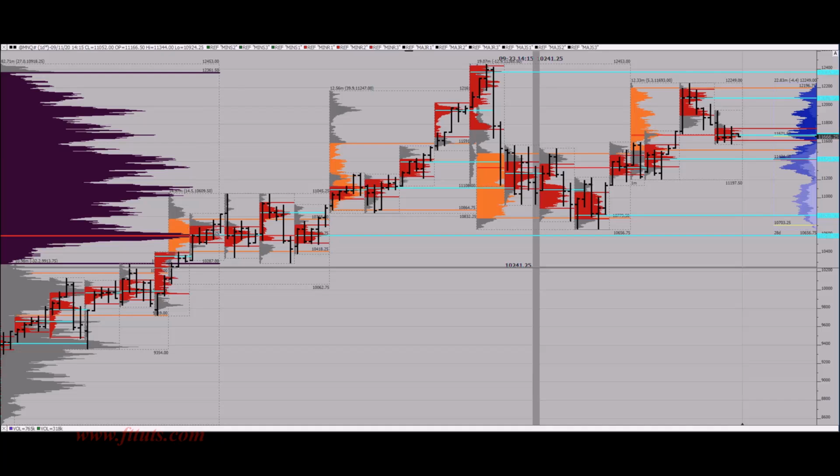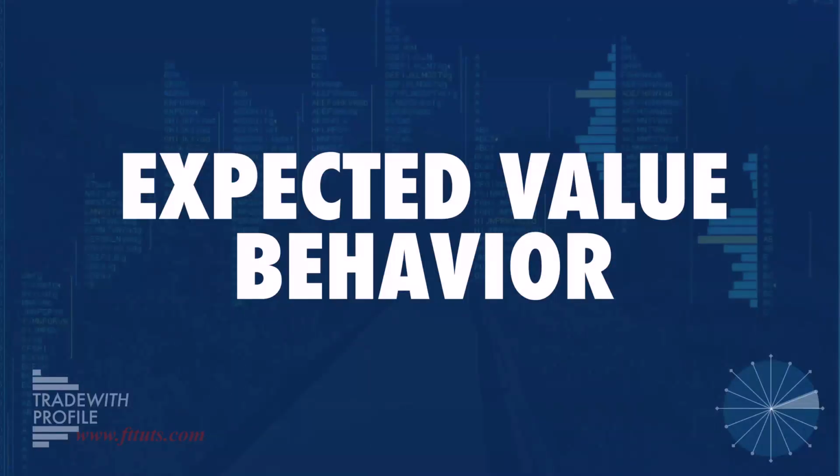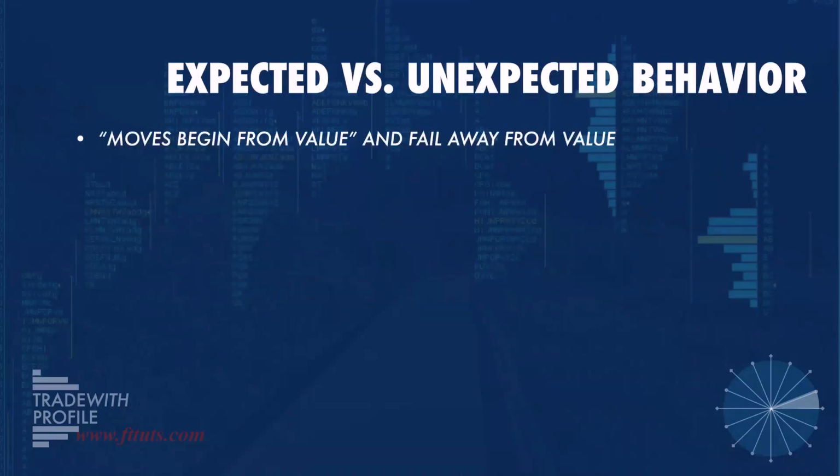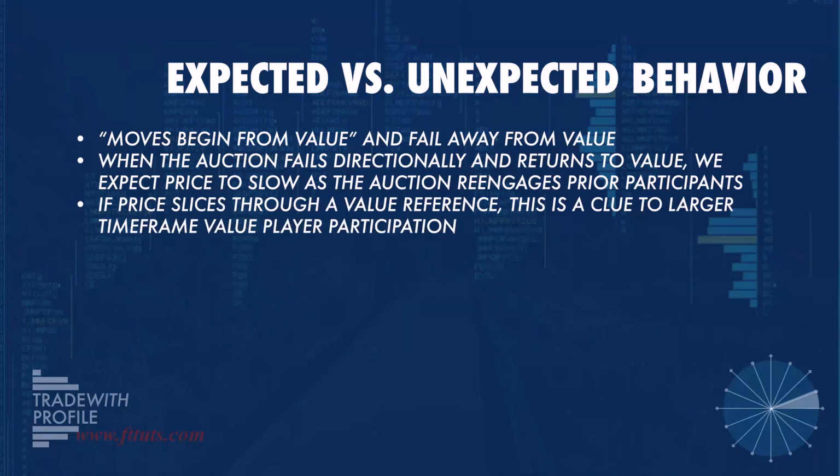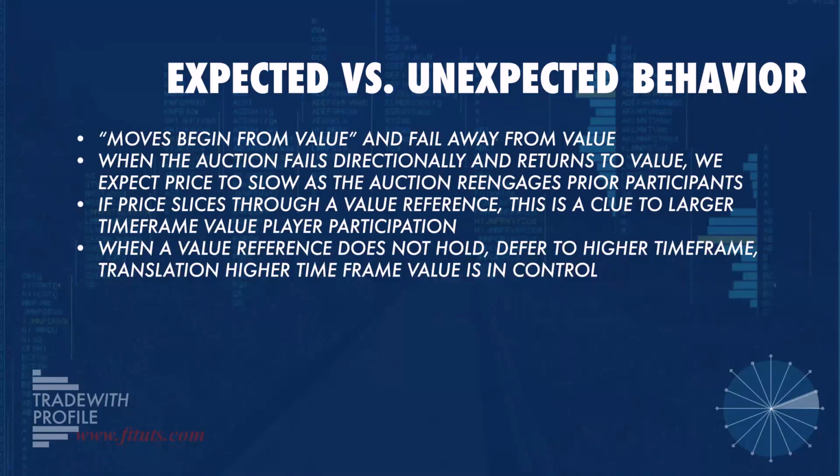So then, okay, we have these references of value, but let's talk about expected value behavior, or expected versus unexpected behavior. So moves, like we talked about in module 1, begin from value and fail away from value. So when the auction fails directionally and returns to value, we expect price to slow as the auction re-engages prior participants. If price slices through a value reference, this is a clue to larger time frame value player participation. That would be an unexpected behavior. And when a value reference does not hold, we need to go to a higher time frame. The translation is that the higher time frame value is in control.